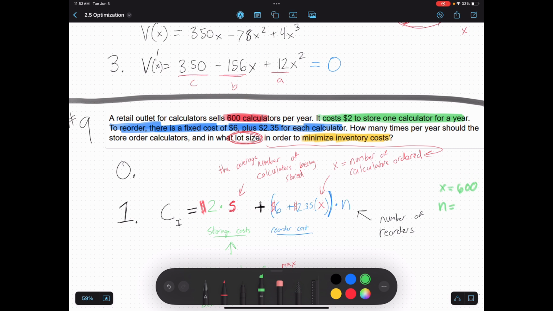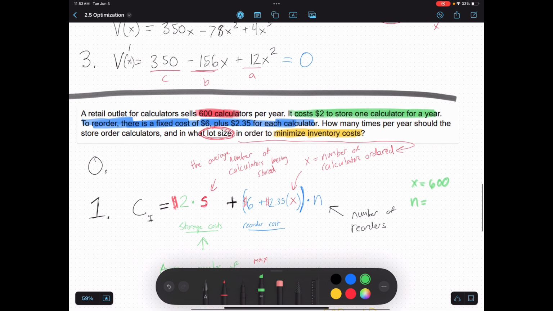What would N be? If I'm ordering all of my calculators at one time, how many times do I have to order per year? Only once. Now, this may not be the smartest idea, because if I do that, what happens to my storage costs? My storage costs get really, really high because you're storing lots of calculators. So let's lower that number.